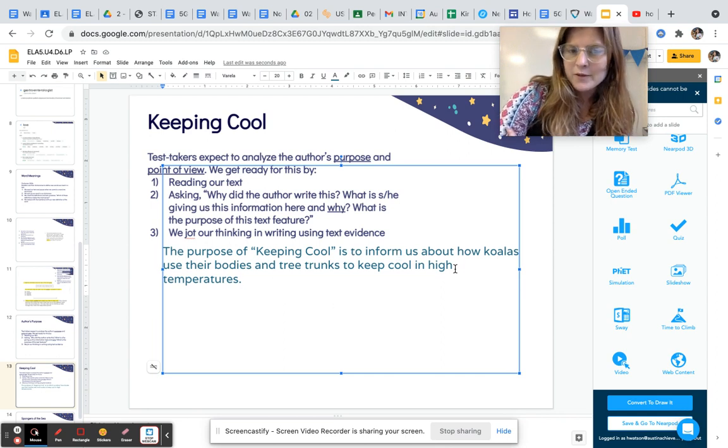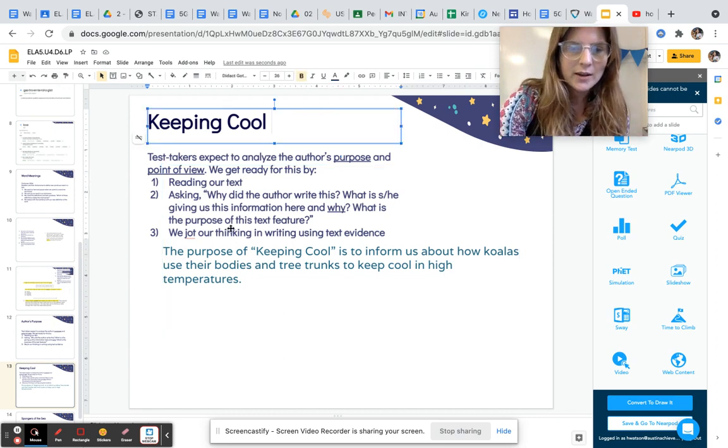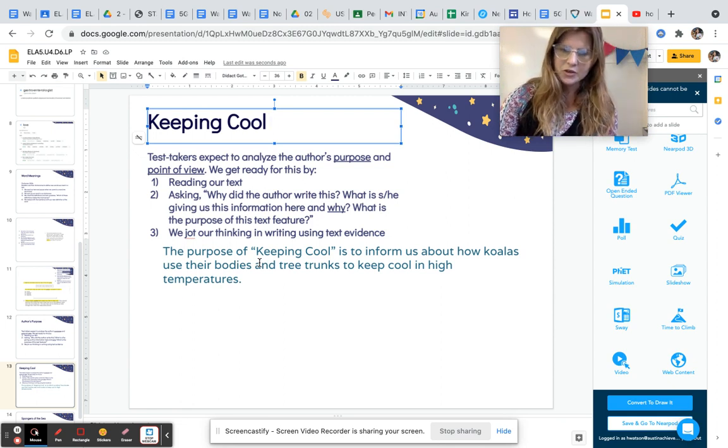And then we jot our thinking and writing using text evidence. Well, I did, right? Okay, because basically we learned that koalas do keep cool, and that's what we talk about throughout the article. All right, so I've got the author's purpose for Keeping Cool, right? The author's informing us about how koalas use their bodies and tree trunks to keep cool in high temperatures.